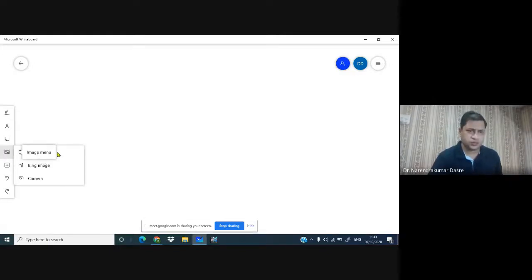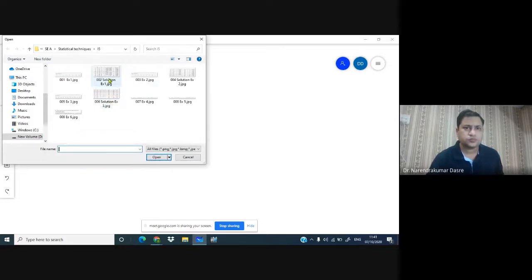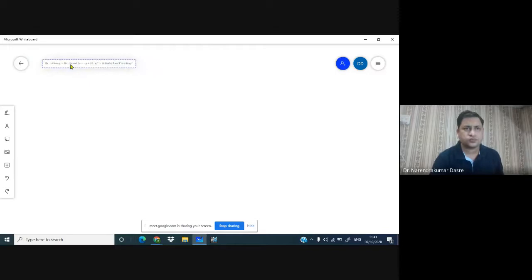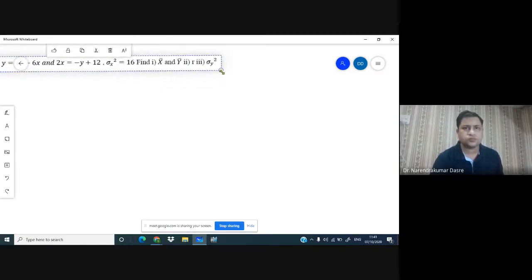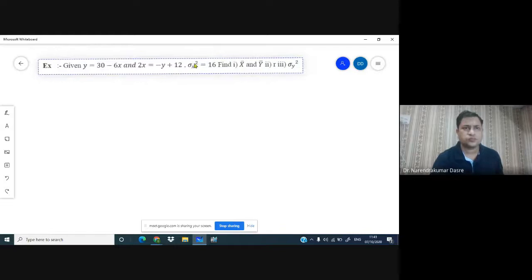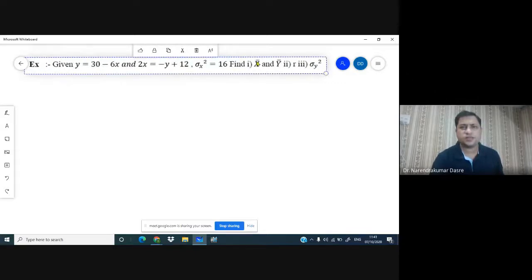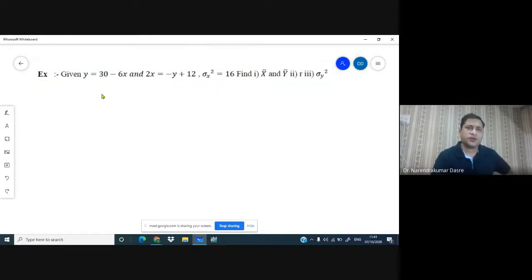So we'll have another problem. Let us try this problem. What is given to you? We are given the lines of regression and the variance of x, and now we have to find x bar, y bar, r, and the variance of y. Okay, so we have the solution.